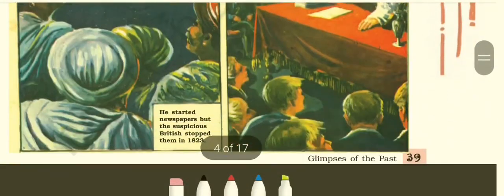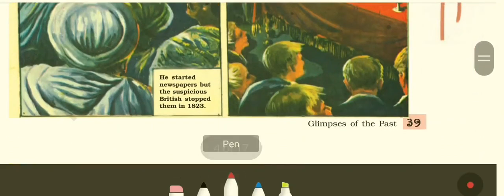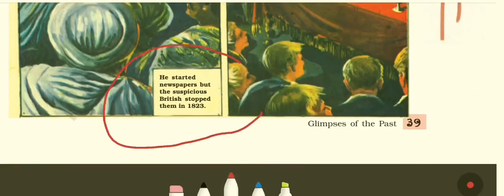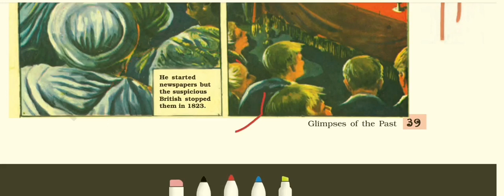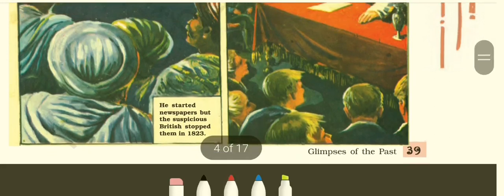Now, one important thing here, see, Raja Ram Mohan Roy started his own newspaper. But the Britishers began to grow suspicion, doubt about it, and they stopped it forcibly by 1823. So this was unfair. You say freedom of speech and expression. That wasn't evident in this case at least.